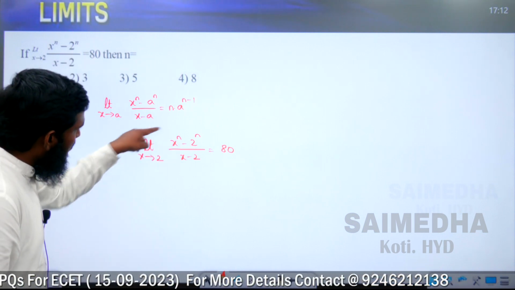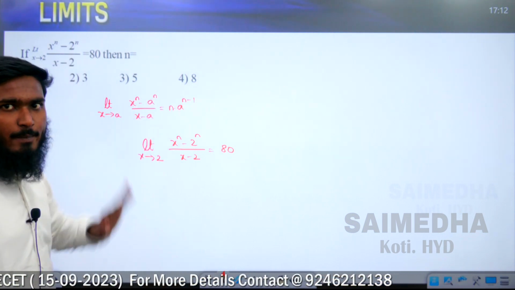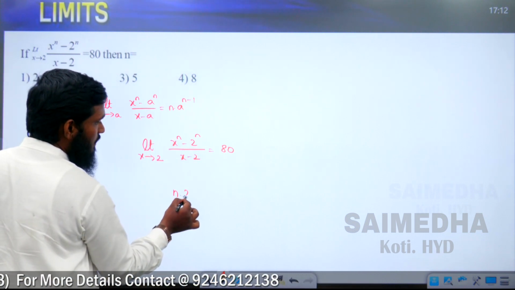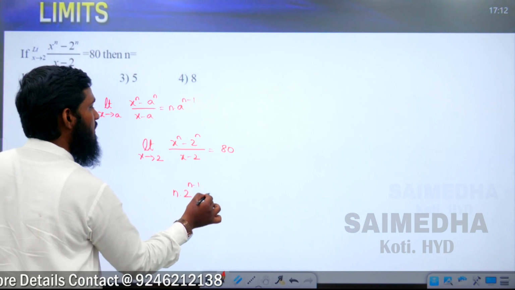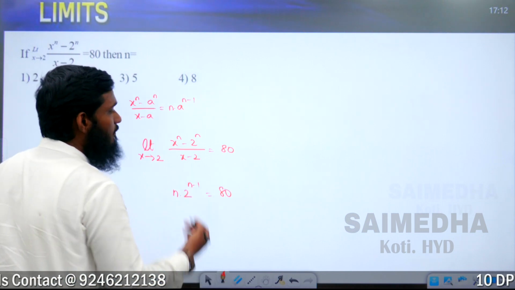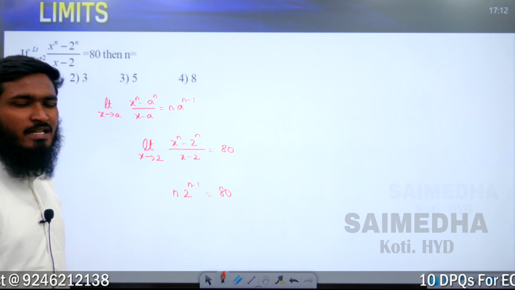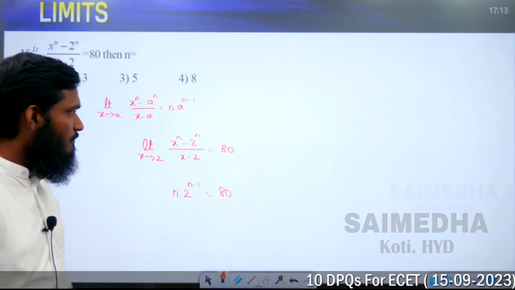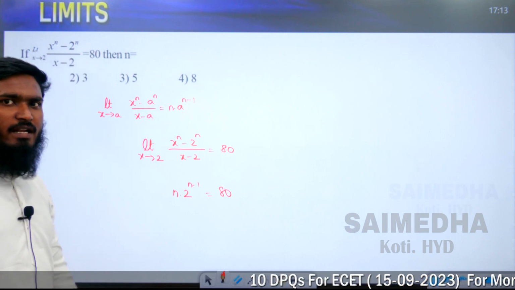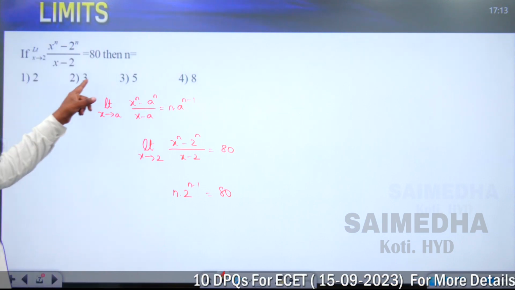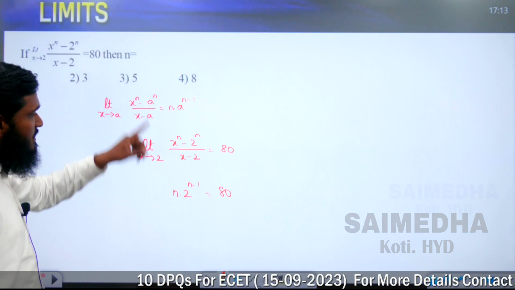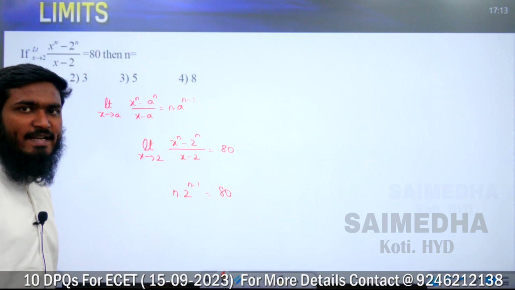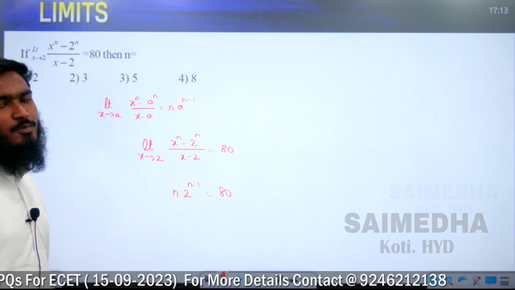Now according to this question, what is the formula we have? n into a^(n-1). n means n only, into a, which is 2, so n into 2^(n-1) is equal to 80. Now we have to find the n value. If we go like this, it will become very lengthy and complicated for finding n. So we use the trial and error method. We have the options over here, and by substituting the options, if it is equal to 80, then that option will be correct.